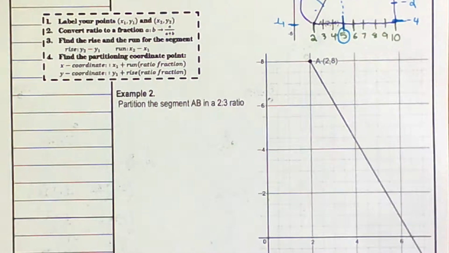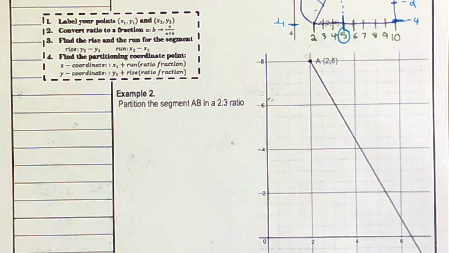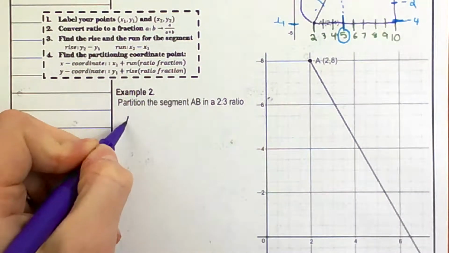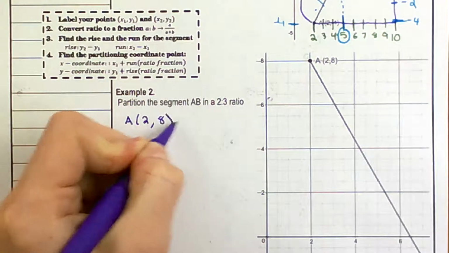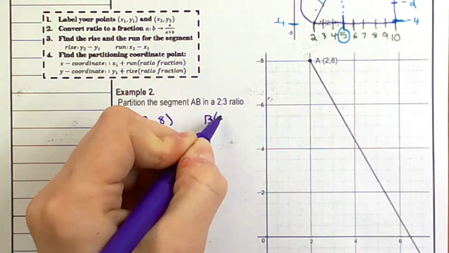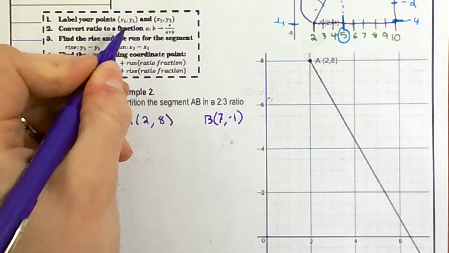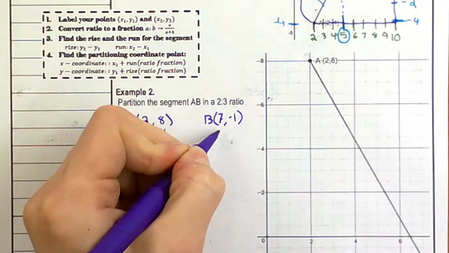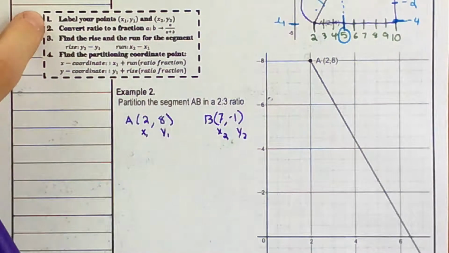So the first thing we're going to do is label our points. We've got our 2 points. We have A is 2, comma 8, and we have B is 7, comma negative 1. So let's do this: X1, Y1, X2, Y2. So that's the first thing we're going to do.